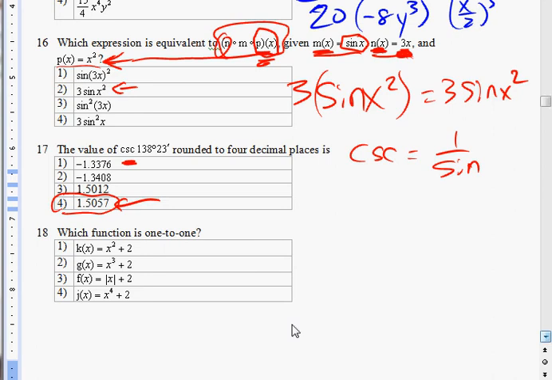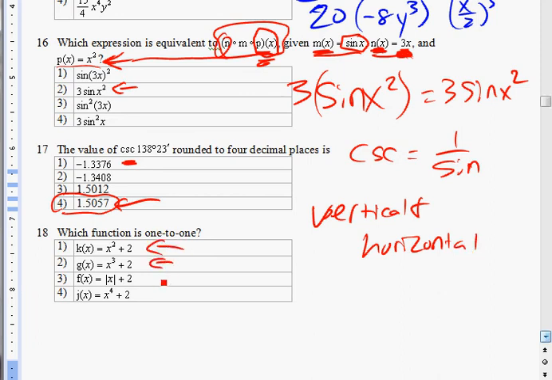Last one before I end this video is going to be question 18. We got a question dealing with one-to-one. A one-to-one function just means it needs to pass the vertical line test and the horizontal line test. Each one of these you can plug into the graphing calculator and see how it looks.